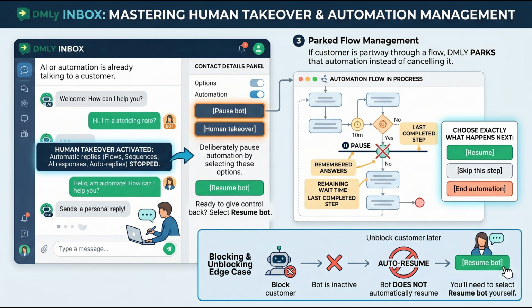If the customer was already part-way through a flow when you took over, DMLY parks that automation instead of canceling it. This means the flow remembers where it stopped, the answers the customer has already provided, and any remaining wait time. You'll see options such as Resume, Skip this step, or End automation. This gives you control over exactly what should happen next.